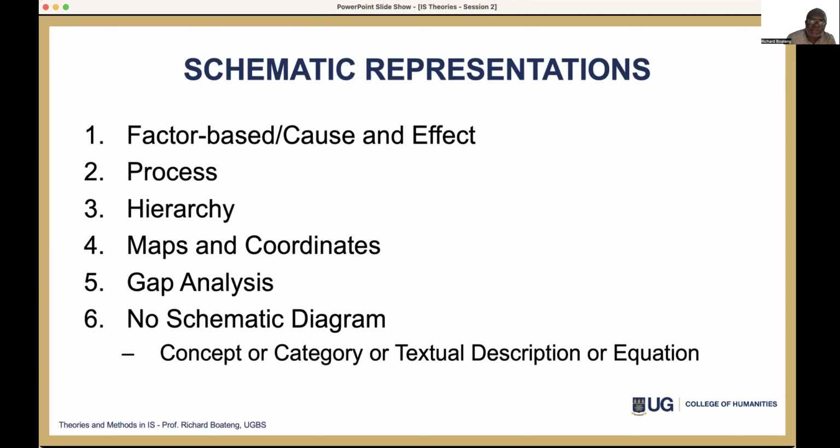Some of the common ones are the factor-based format, a process format, a hierarchical format, a map and coordinates format, and then a gap and analysis structure, or no schematic. Sometimes there's no schematic diagram, but there can be a category or some textual description, or an equation, or a group of concepts that are put together.